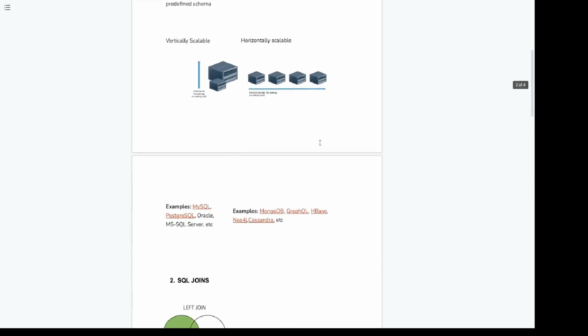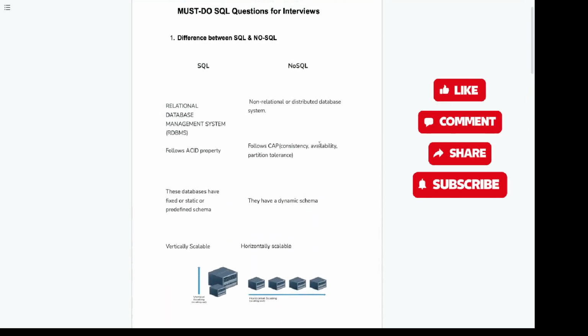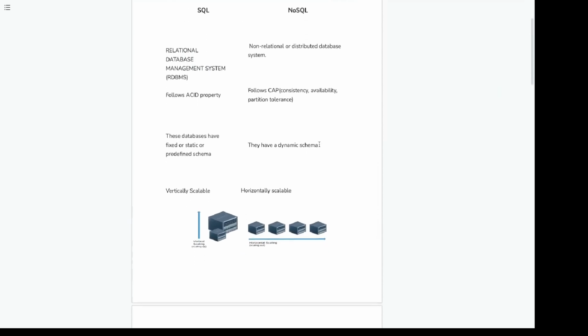And you can also give examples. Famous examples for SQL are MySQL, PostgreSQL, Oracle. You can remember 2 or 3 examples. Similarly, for NoSQL, you can give MongoDB, HBase. At least 2 examples is sufficient. So these are the important examples you should give for SQL and NoSQL.